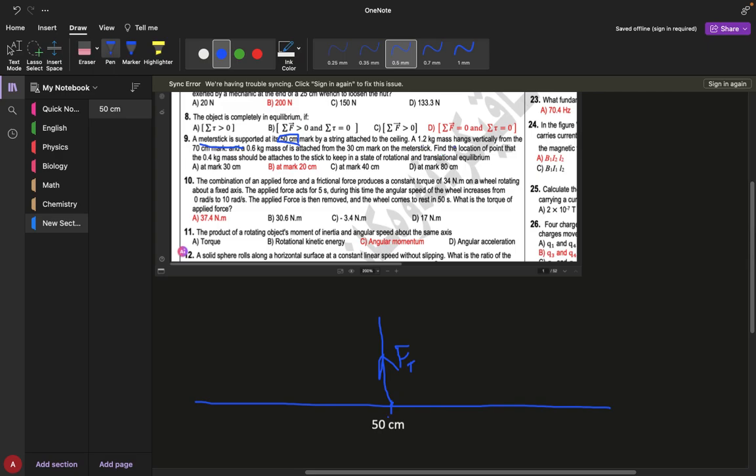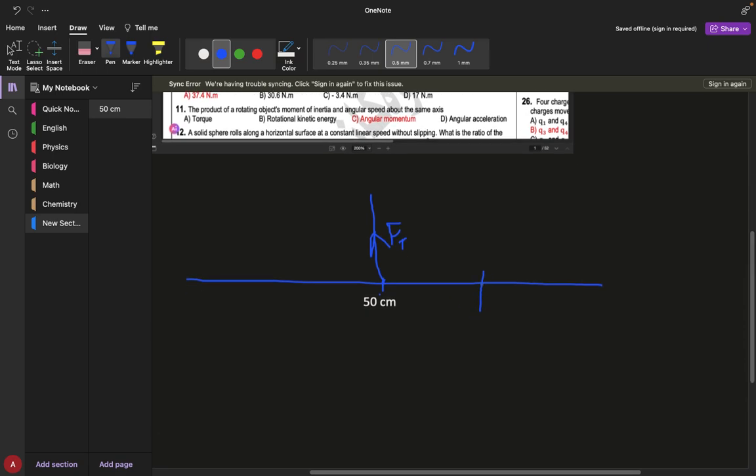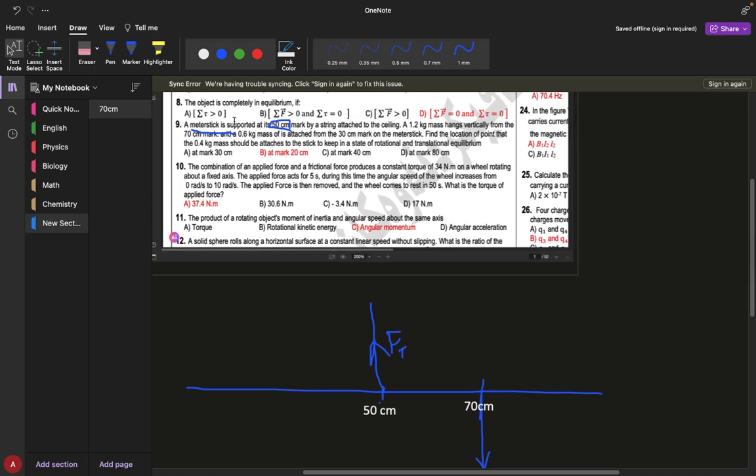A 1.2 kilogram mass hangs vertically from the 70 centimeter mark. It hangs, so that would be like this, and let this be 70 centimeter. By the way, it is 1.2, but we're going to add that later on.